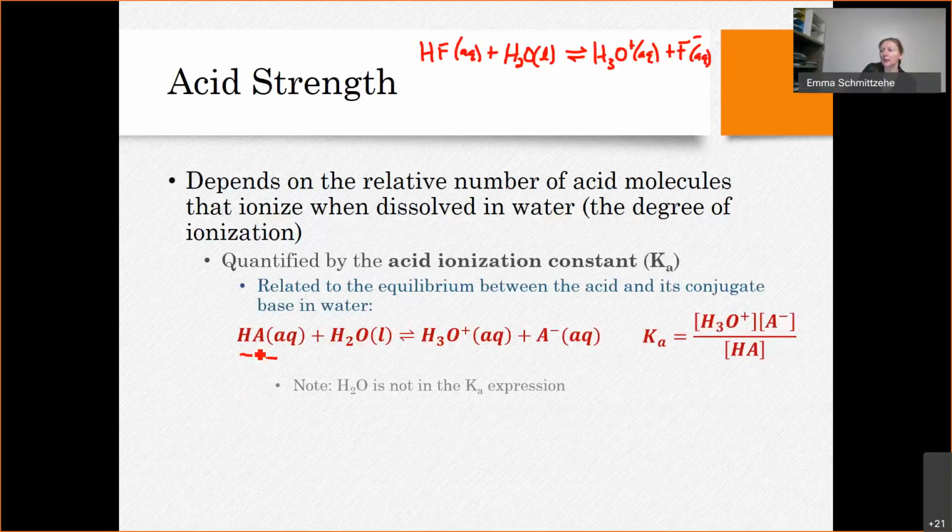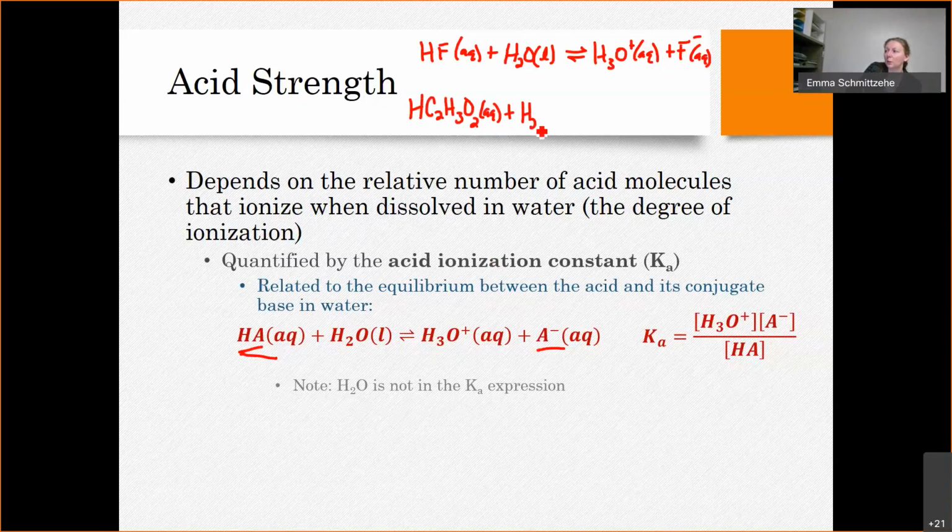The HA is my HF, okay? And the A minus is the F minus, okay? But it could be some other weak acid as well. It doesn't have to be as simple as HF. Say we have acetic acid. We could write a similar reaction. You could have HC2H3O2, right? That's acetic acid. So that's something capable of donating a proton.